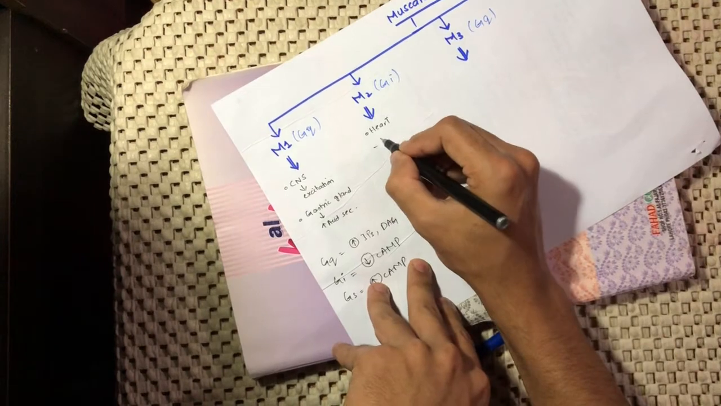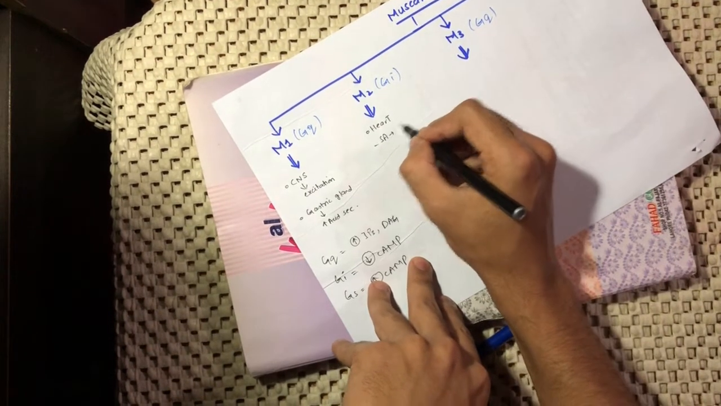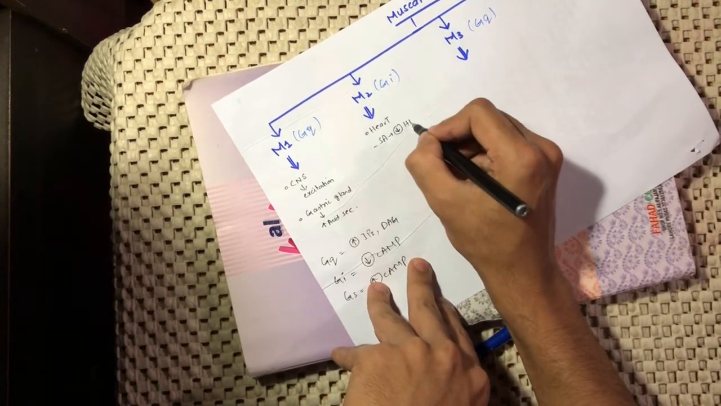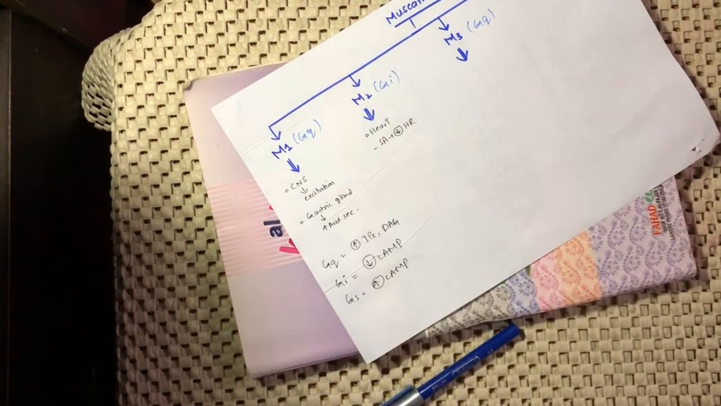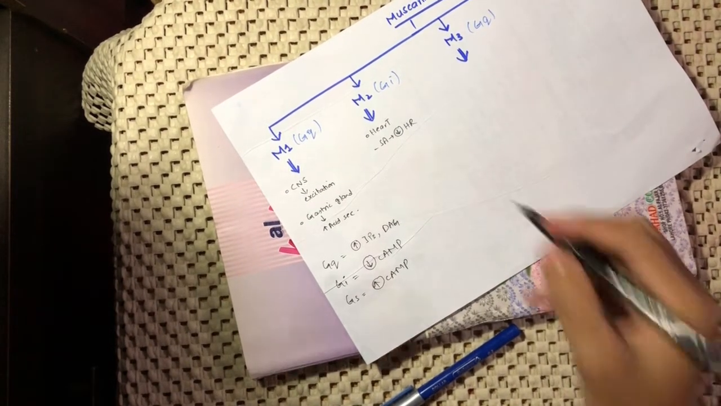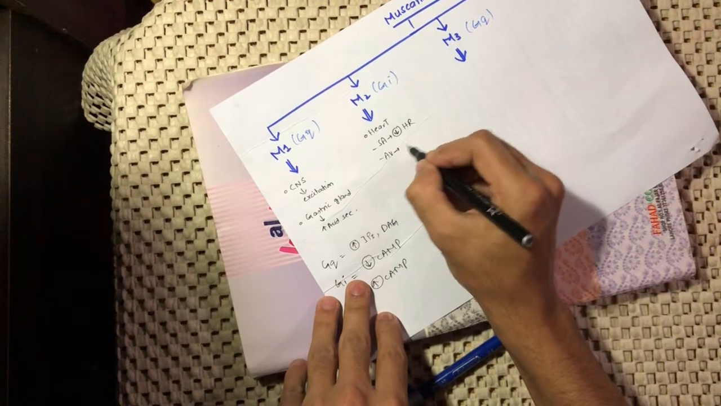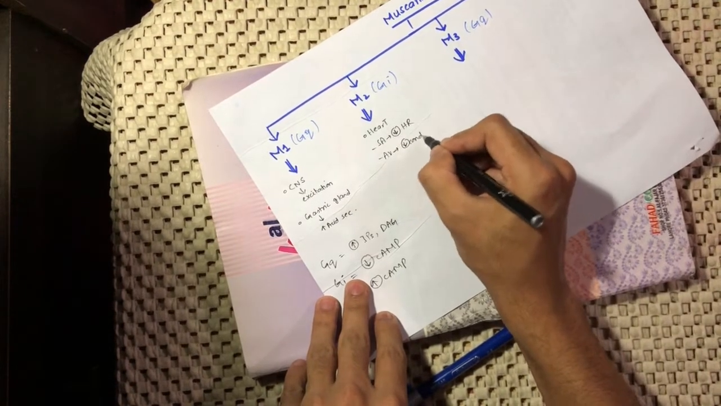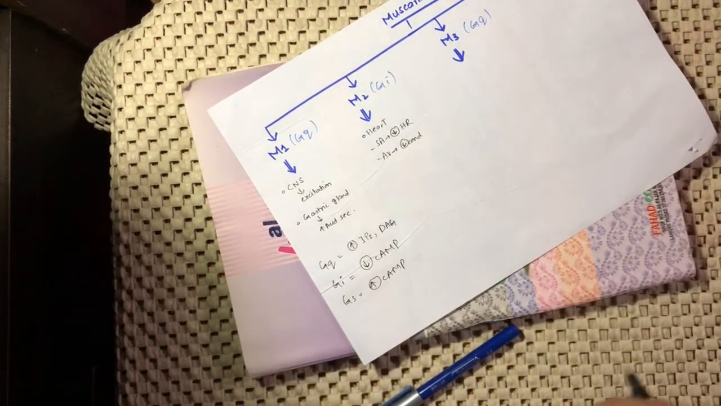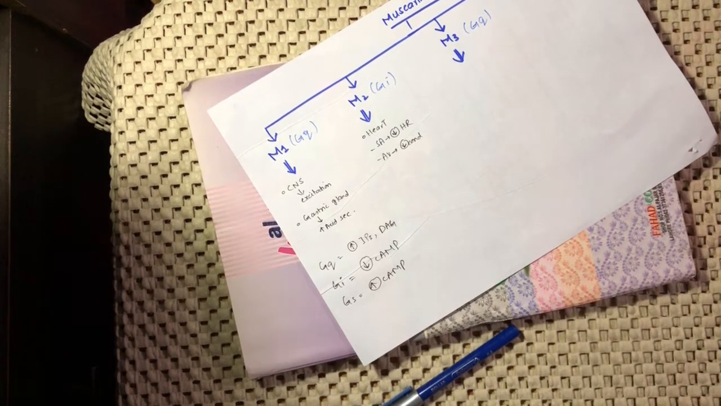First thing, at the SA node, they decrease the heart rate. It means that they have a negative chronotropic effect, and at the AV node, they decrease the conduction. It means they have the negative dromotropic effect. They also have a negative inotropic effect as well.